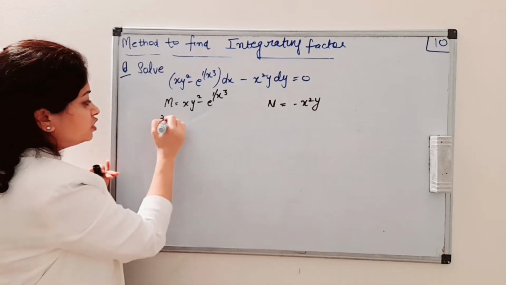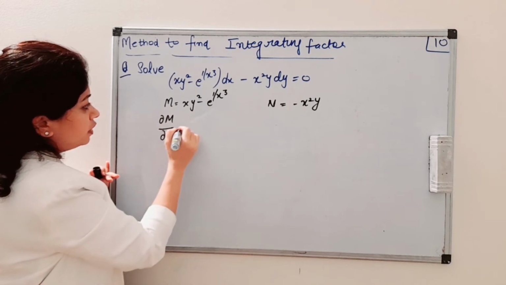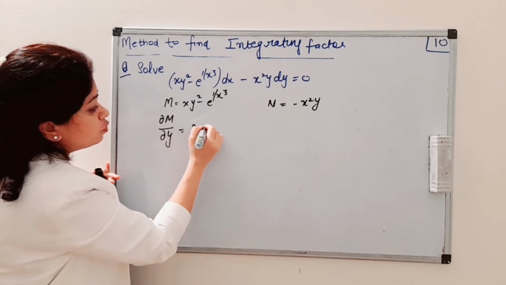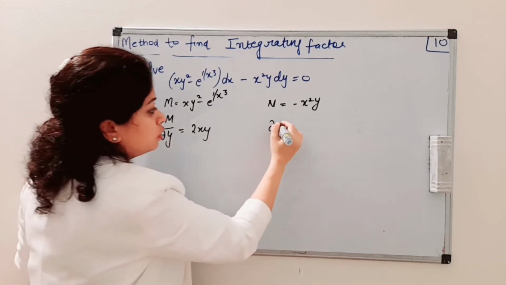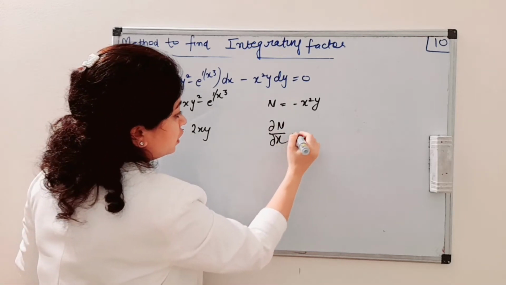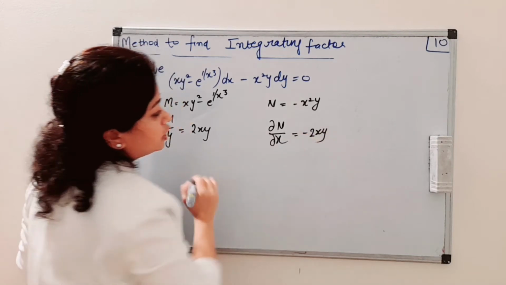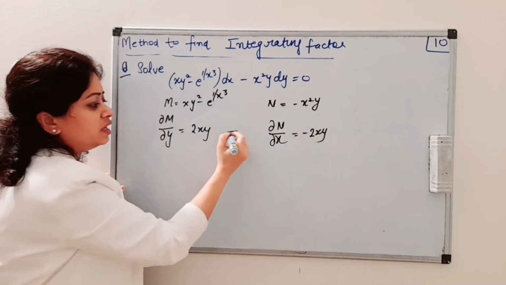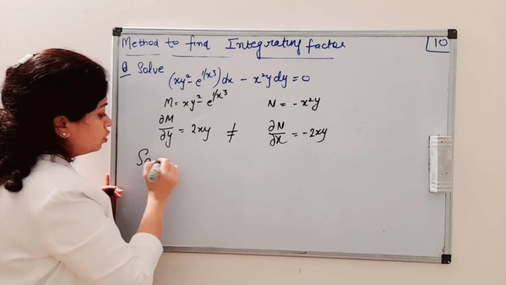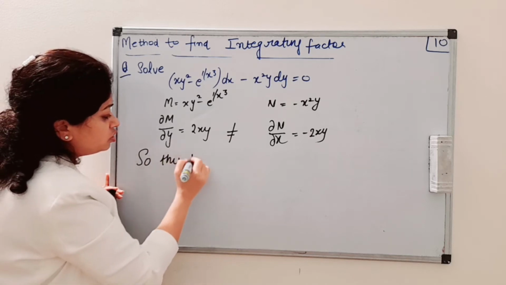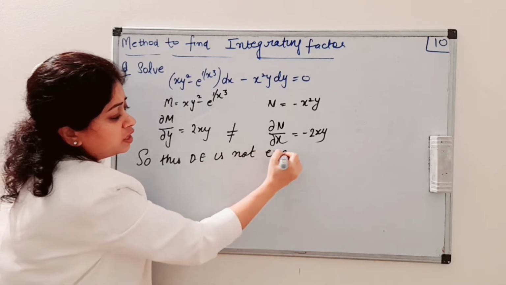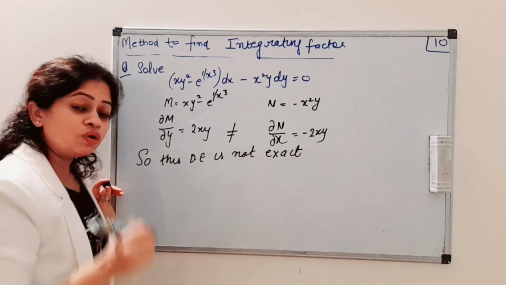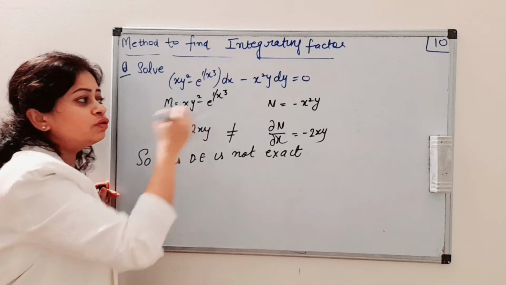Okay, so we check ∂M/∂y. This is 2xy, and this is constant, so this is 0. Now we check ∂N/∂x. It is −2xy. As we can see that they are not equal, so this differential equation is not exact. Then if this differential equation is not exact, how will we solve this?